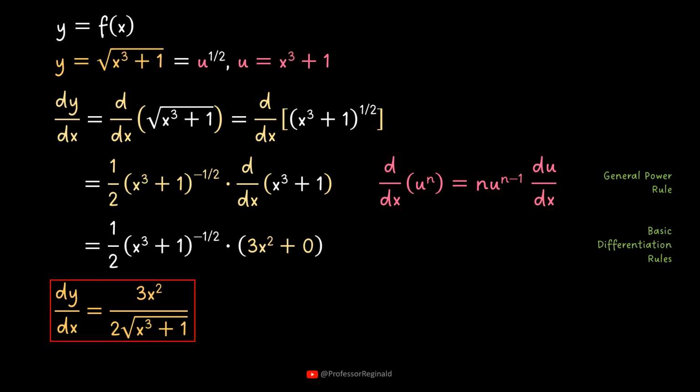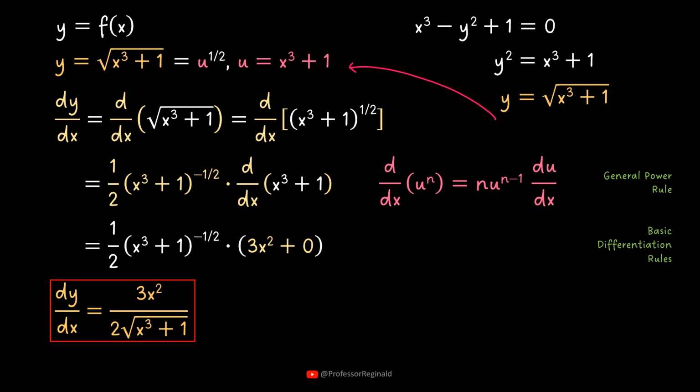If, however, the equation is defined implicitly, but it is possible to write the equation explicitly as the dependent variable on one side and an expression of the independent variable on the other side, then we can use straightforward differentiation as shown in the left side.